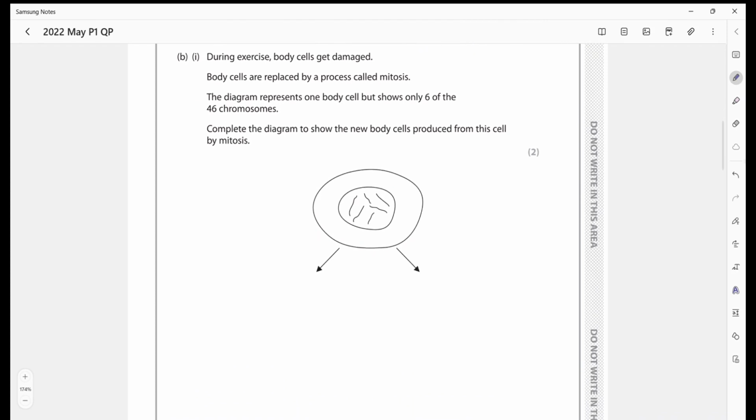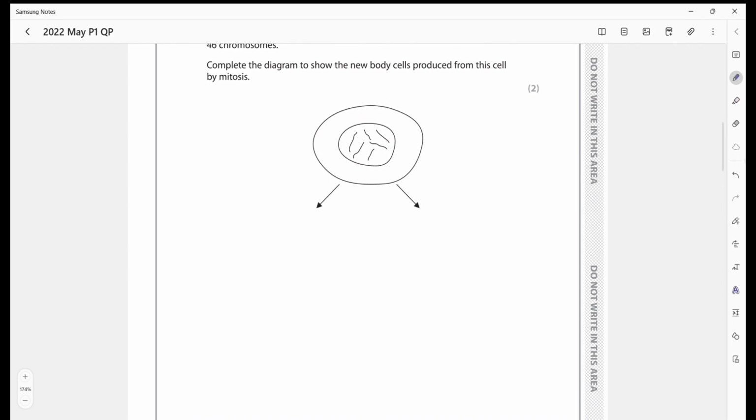Next part. During exercise, body cells get damaged. Body cells are replaced by a process called mitosis. So this diagram represents one body cell but only shows 6 of the 46 chromosomes. Complete the diagram to show the new body cells. Okay, so mitosis is a type of cell division in which you form genetically identical cells. And because it's genetically identical, then we would just copy the number of chromosomes into the new cells.